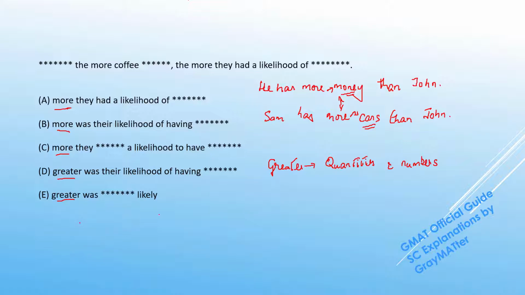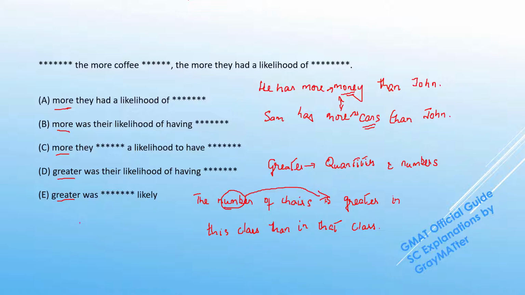But if I have to write it as the number of chairs rather than just chairs, now I'm talking about a number. So in this case, I will not say the number of chairs is more. I have to say the number of chairs is greater in this class than in that class. So when we're talking about a number, we have to use "greater."